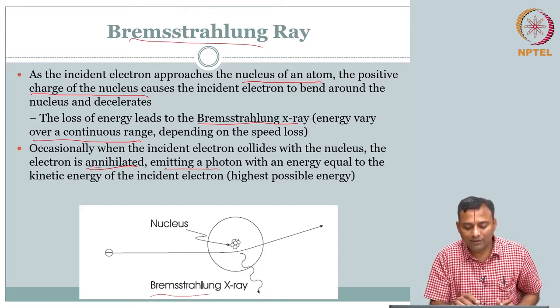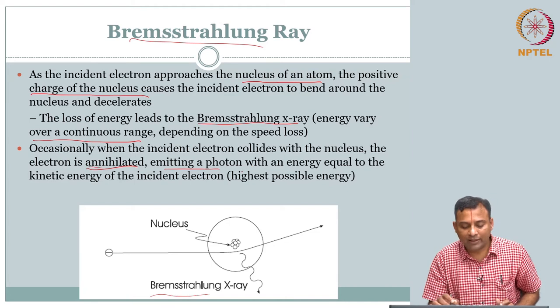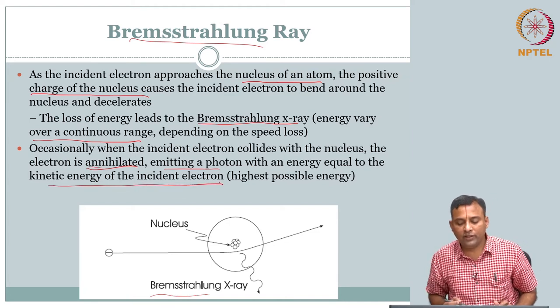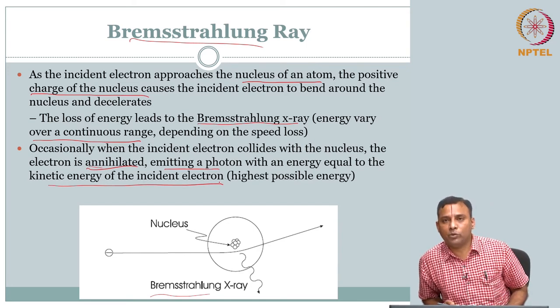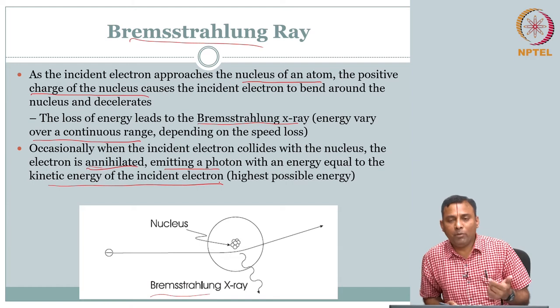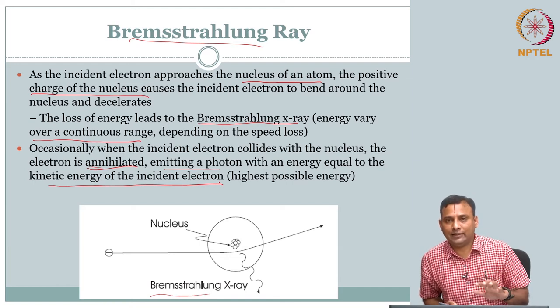In the process, what happens? Emitting a photon with an energy equal to the kinetic energy of the incident. So, this could be the highest possible energy that can come out. Clear? So, probability wise, this is less.